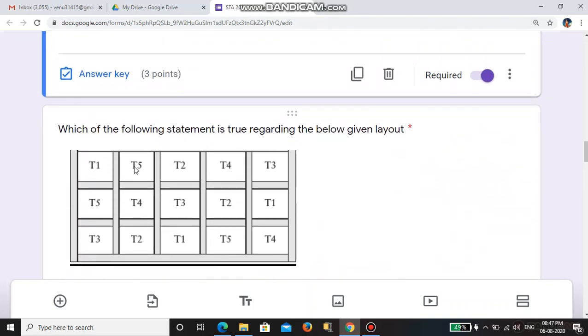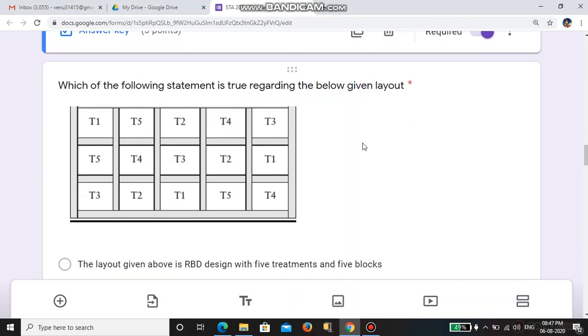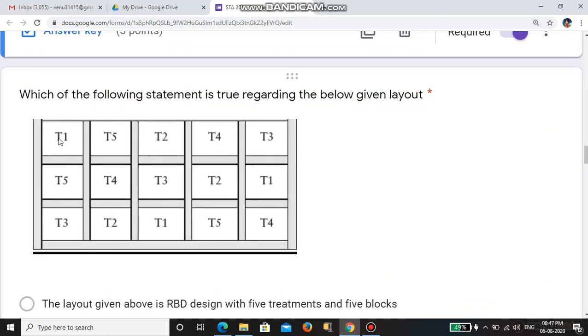Next question. See, which of the following statements is true regarding the below given layout? First you want to see what the layout is. They gave a layout, and from this layout we want to identify the design. What is the design? See here, the treatment is repeating in columns, but not in rows.